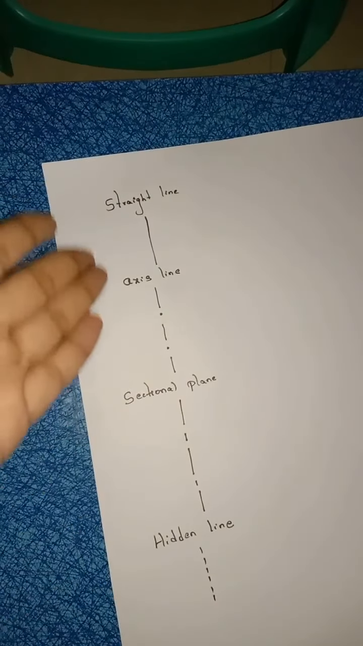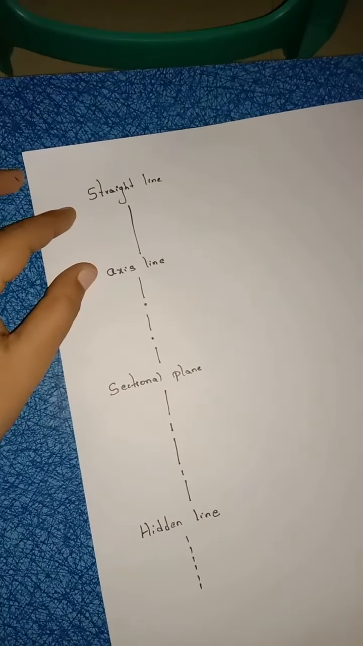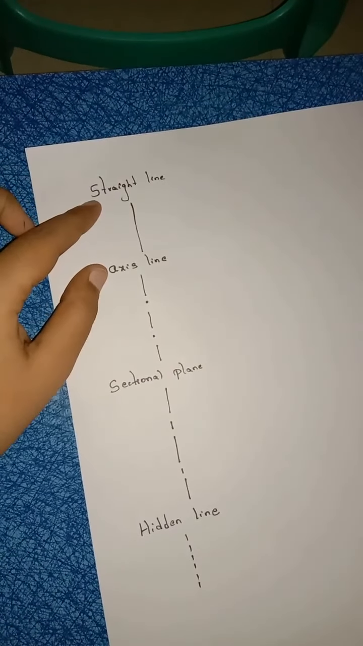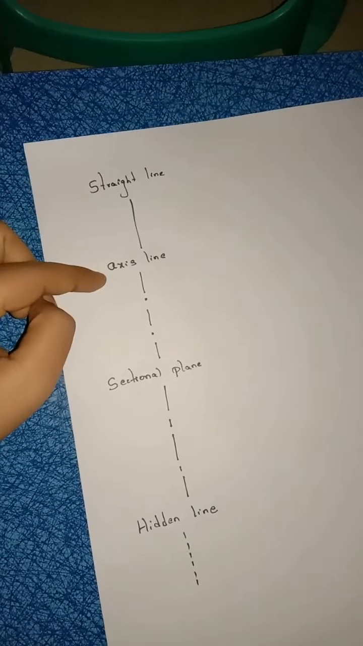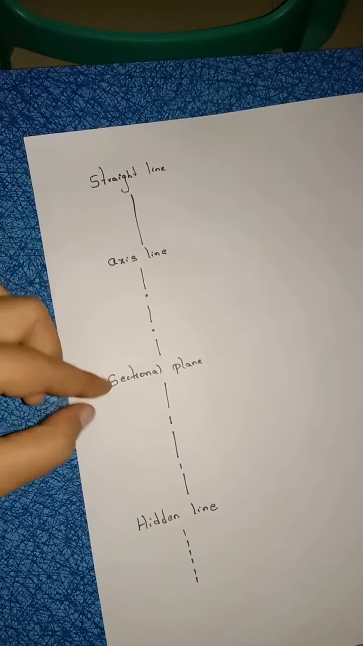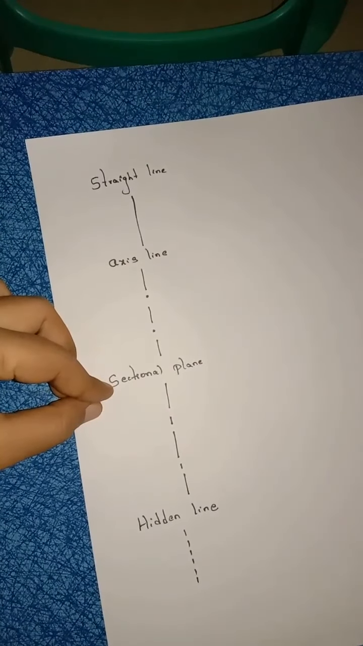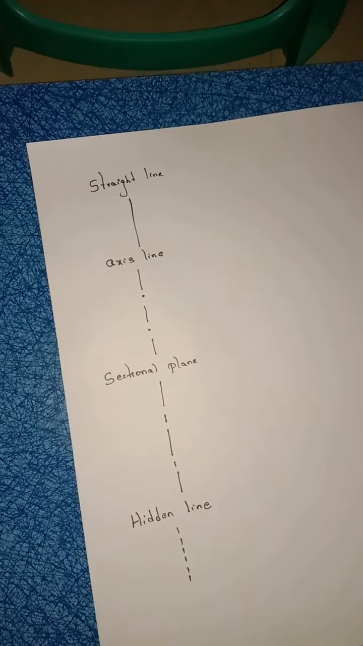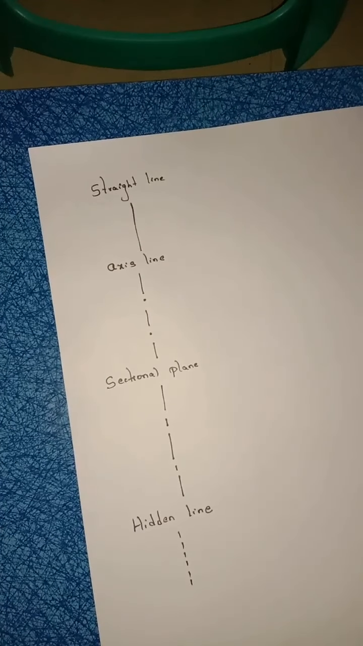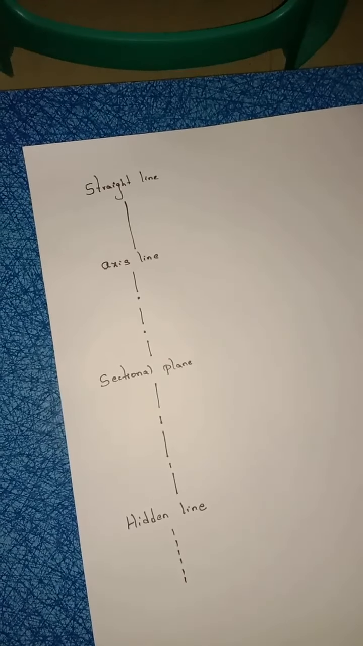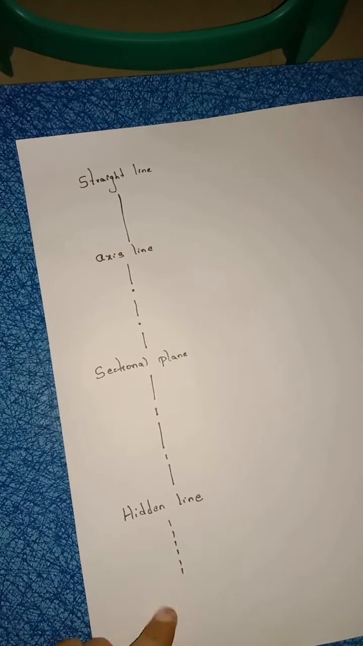See, there is a lot of difference between all of these. Whatever parts we are seeing, we will indicate with straight lines, right? Axis line means the midpoint line, the center line is the axis line. Sectional plane means a plane which is used for cutting the solids. Hidden lines mean those which we can't see in 3D diagrams. The back portions we can't see, the hidden parts, we will draw like this, right?